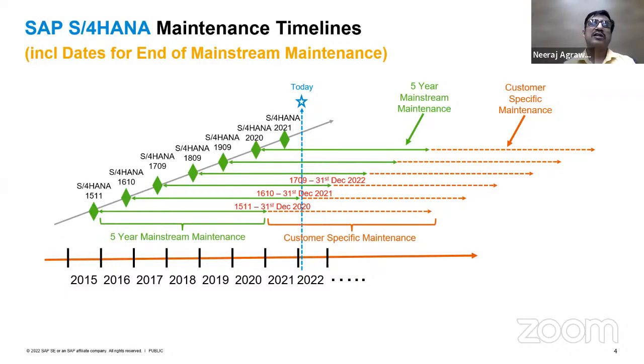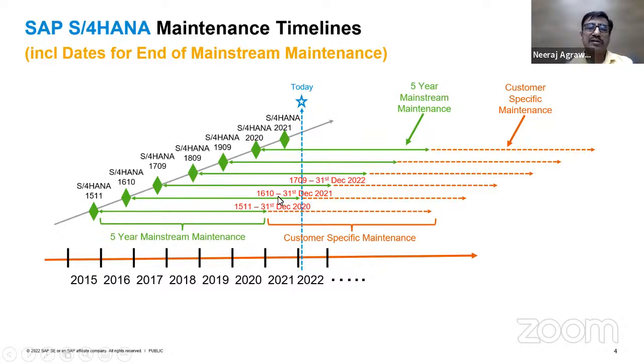So let's jump in and start with the S4HANA maintenance timelines. As you all would already know, S4HANA would be supported till 2040. That's a long time to come, but for each release, the mainstream maintenance is like 5 years. So something that was there in 2015, its support ended in 2020. Something that came in 2016, say 1610 came in 2016, would be supported till 2021 and so on.